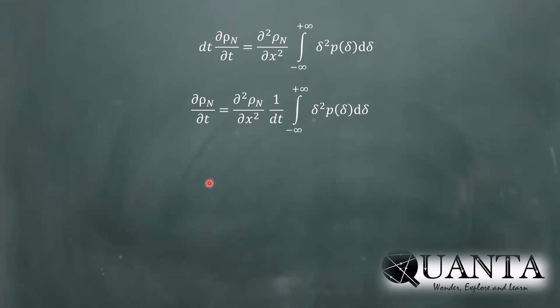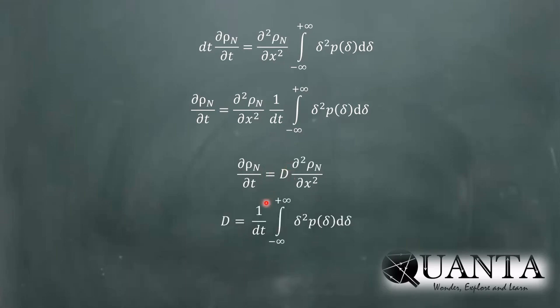A little rearrangement where we can have the dt term sent out on the right-hand side and the integral clubbed into a constant D. We can see that that's our expression for diffusion coefficient. If we compare this equation to the diffusion equation, that is some sort of time average of the squared displacement using the probability distribution we have assumed for the displacement.